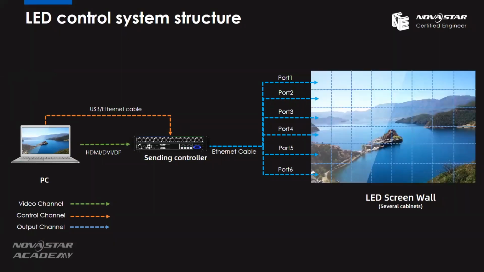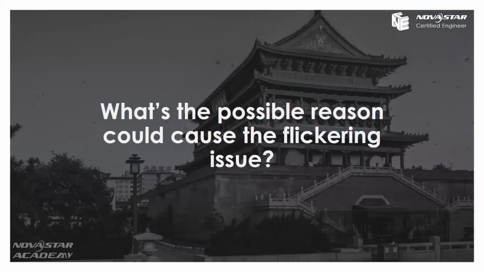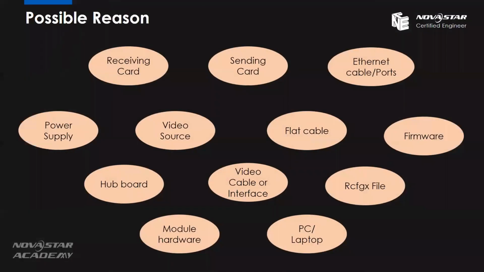And the LED screen is set up with several cabinets. In each cabinet, we have the receiving card, the hub board, the flat cable, and the LED module. So if we ask ourselves what the possible reasons could be that cause a flickering issue, I think if you check the system structure, you will know every single factor, every single device or cable could be a possible reason. So the possible reasons will be like this: the power supply, receiving card, hub board, video source, sending card, Ethernet cables, firmware, RCFG file, etc.